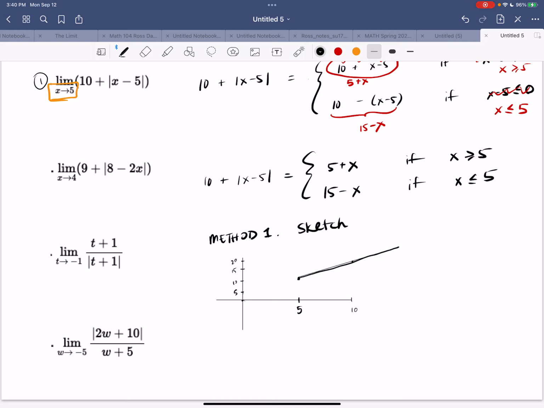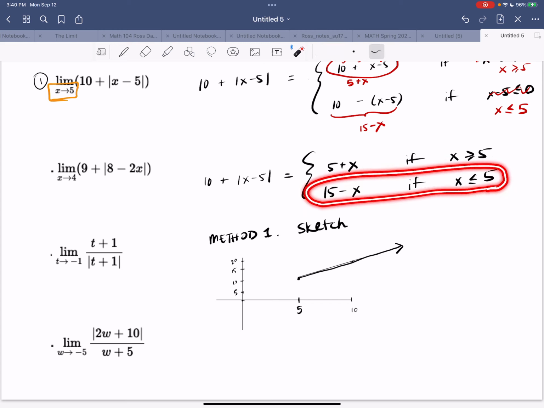So when x is bigger than or equal to 5, this is my line for my graph. And now what about when x is less than or equal to 5? If x is less than or equal to 5, then I'm looking at the line 15 minus x. So this is a line with the slope of -1, so it's going to be pointed towards the left, right, because the slope is -1.